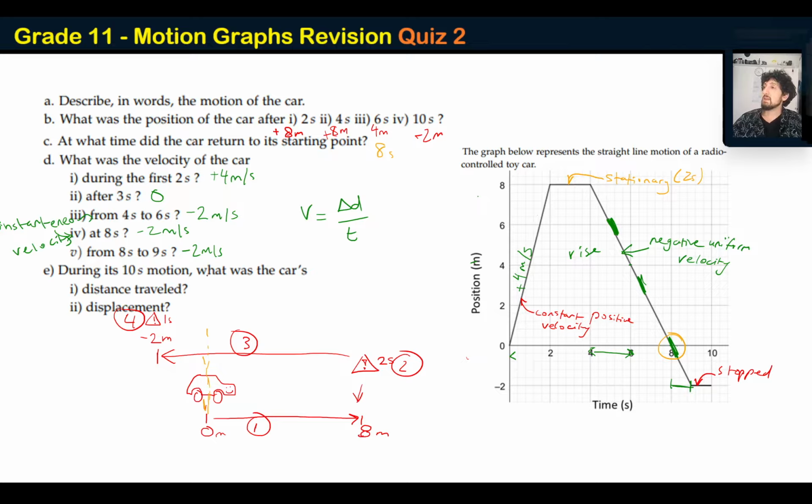During its 10-second motion, what was the car's distance traveled? Okay, what was the distance traveled? Let's have a look. So they want the distance traveled throughout the whole thing. I need to get rid of all of this just to make things clear. Okay, so just a second.